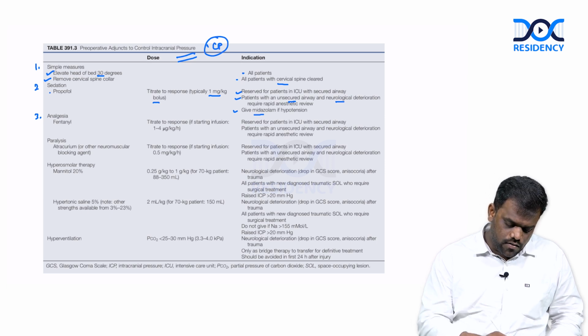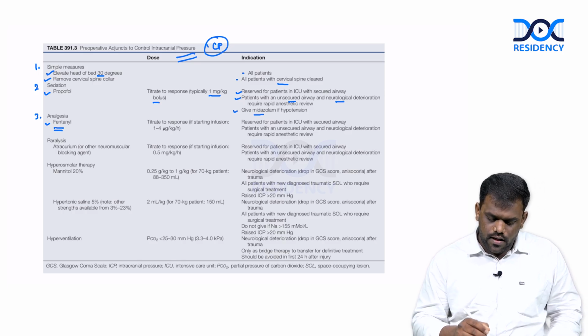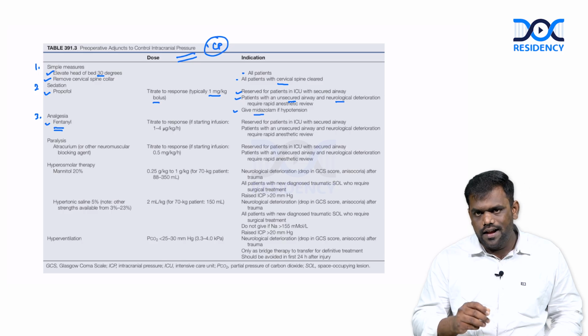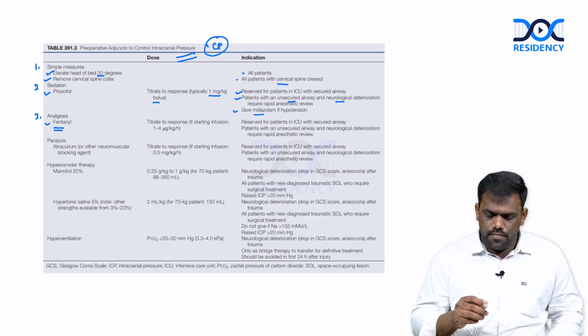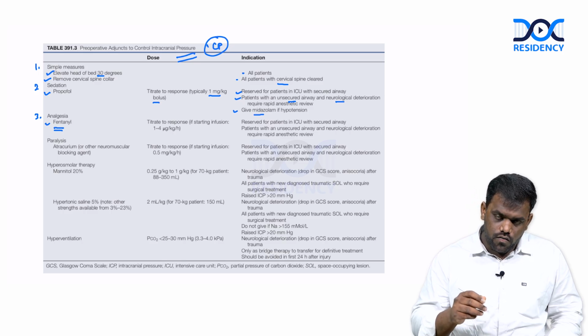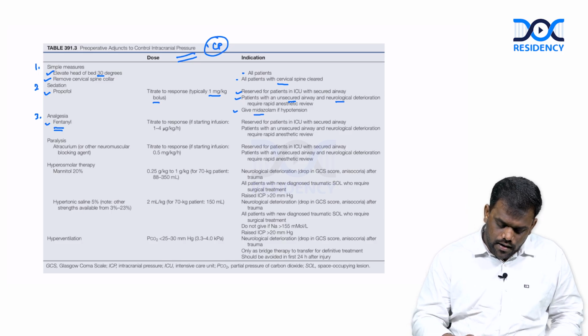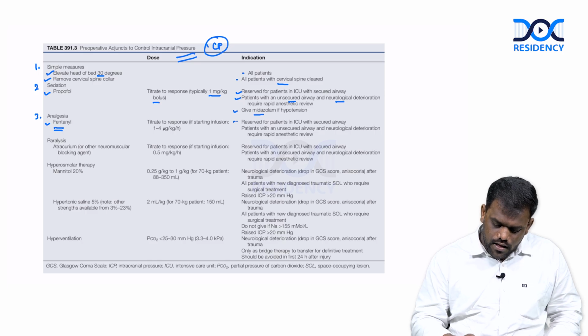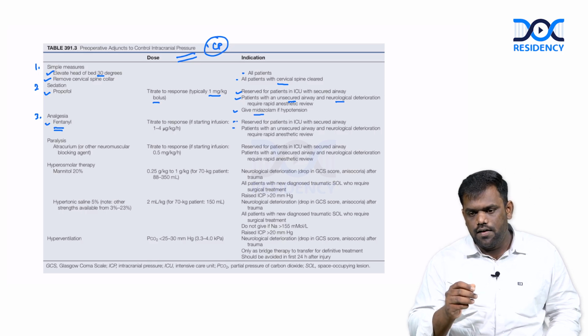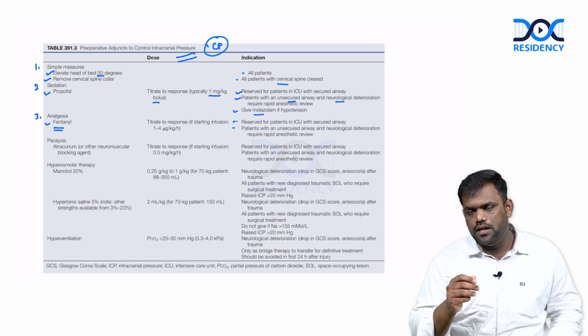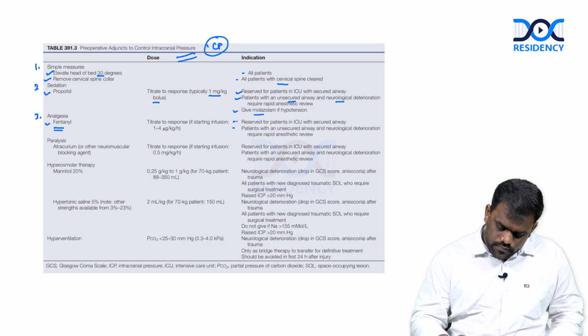The main drug used in the ICU is fentanyl. The same fentanyl you have to titrate according to the response. Dosage is from 1 to 4 microgram per kilogram per hour. It starts as an infusion, and it is reserved for patients in ICU with a secured airway, and also patients with an unsecured airway with neurological deterioration using rapid sequence induction.